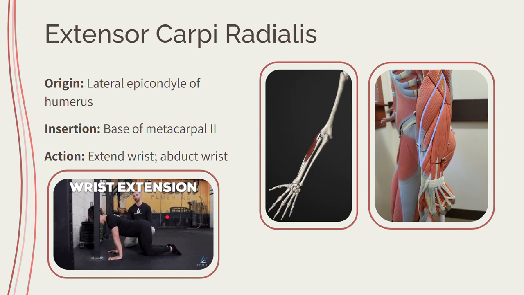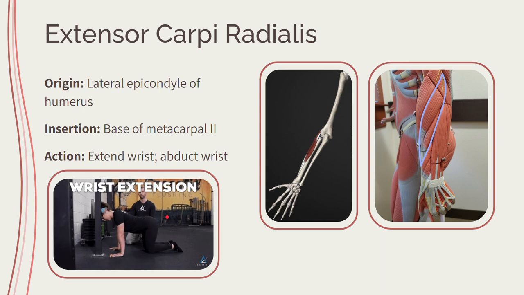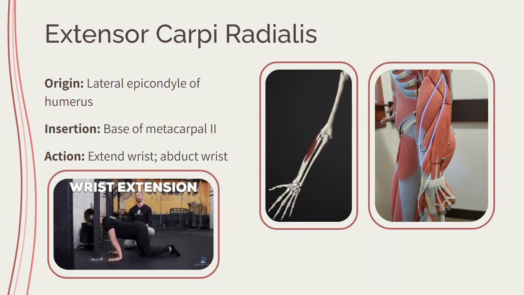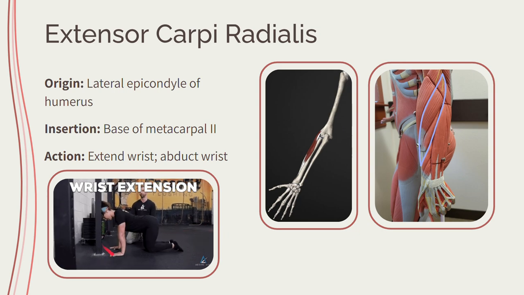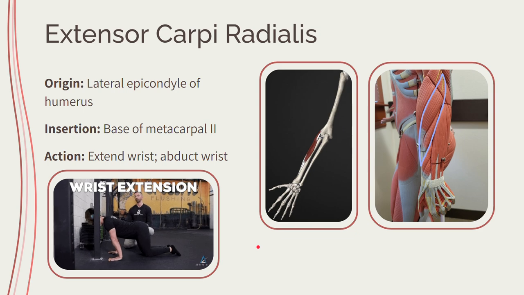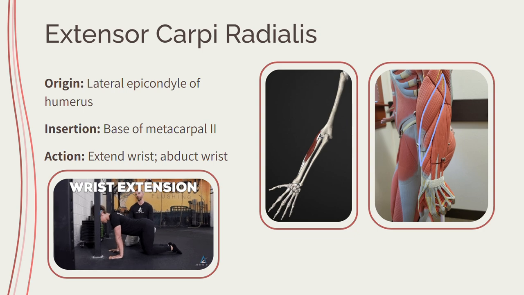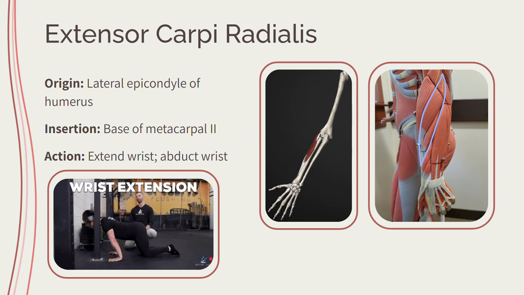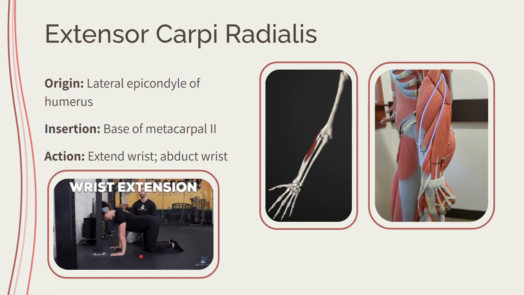And the extensor carpi radialis, its action is being able to abduct your wrist. When you abduct, it would be moving laterally away from your body. Again, remember alien abduction. And then extend wrist, as we can see here, she is stretching and she has her wrist and she's extending them to stretch her wrist. So that is another action.